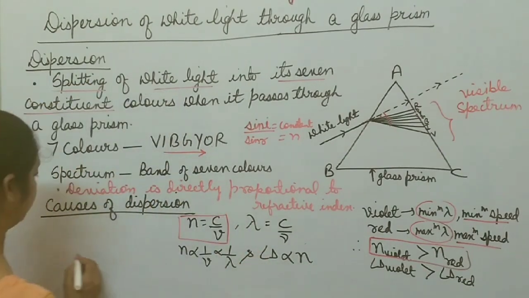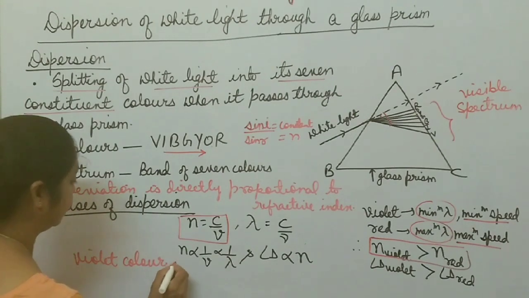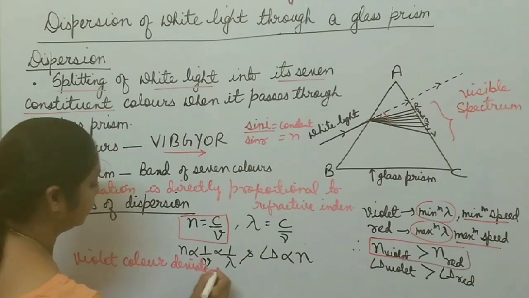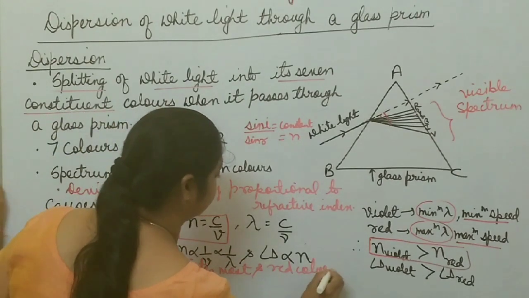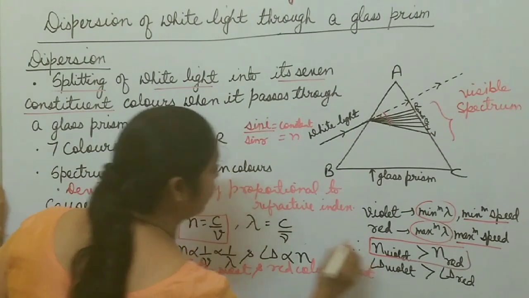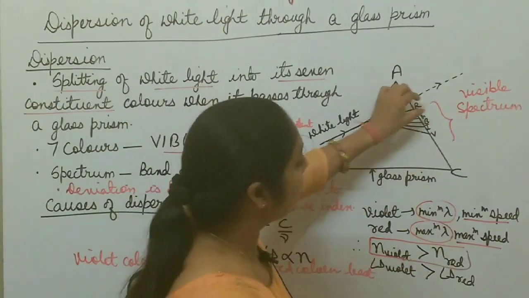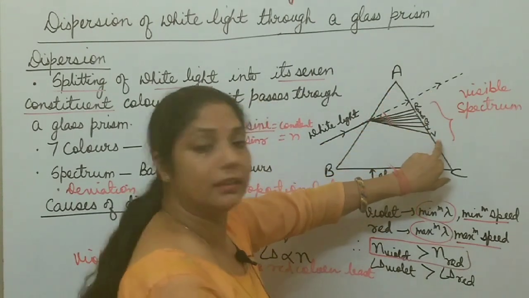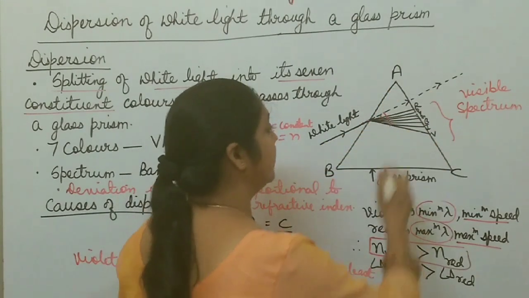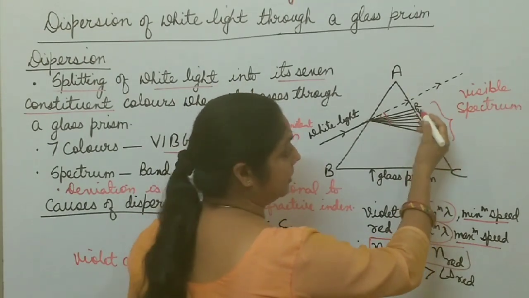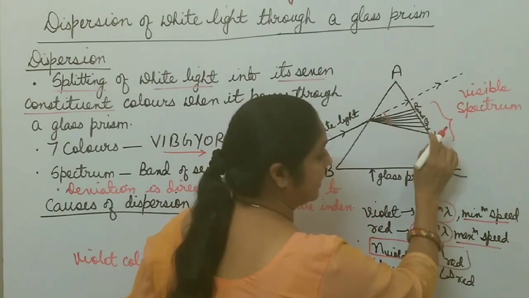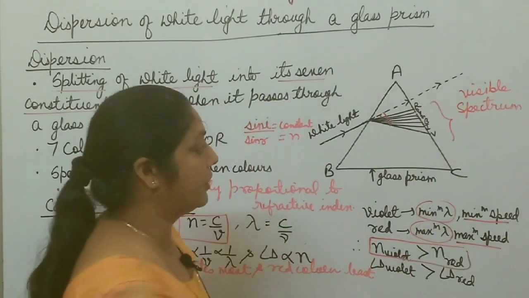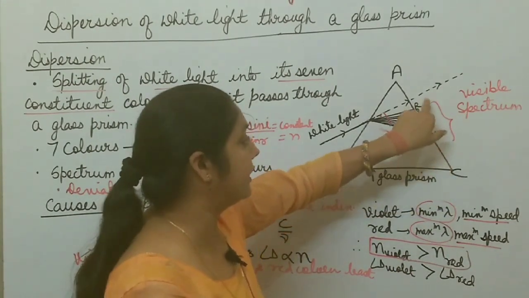Violet color deviates most, and red color deviates least. That's why red color is at the top of the visible spectrum and violet color is at the bottom of the visible spectrum. You must write these colors, okay? Red color is at the top and violet color is at the bottom of the visible spectrum, because violet color deviates more and red color deviates less.